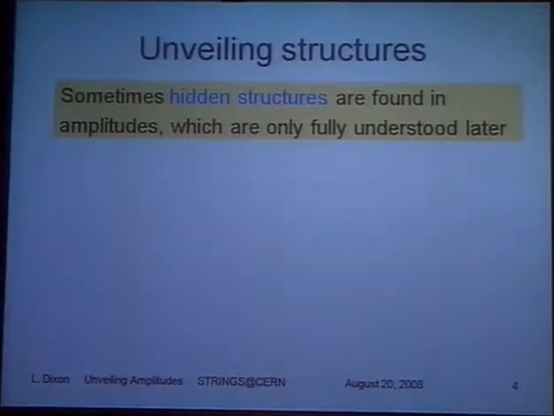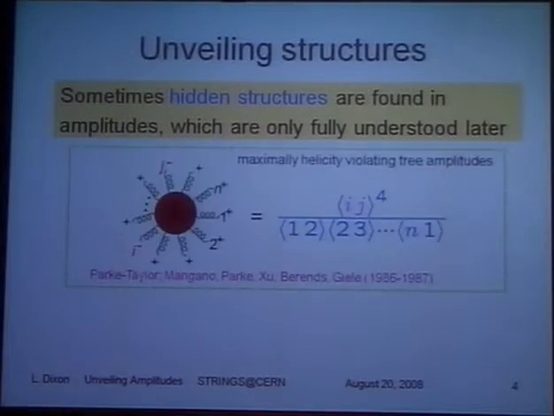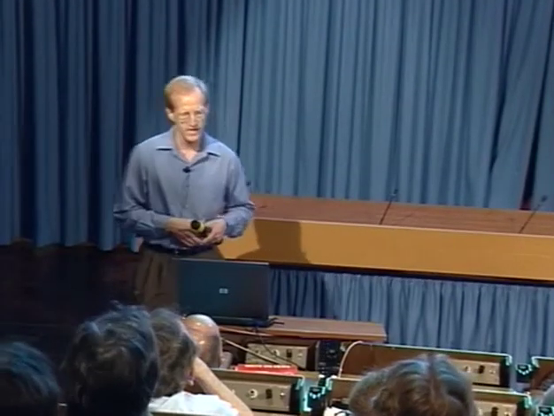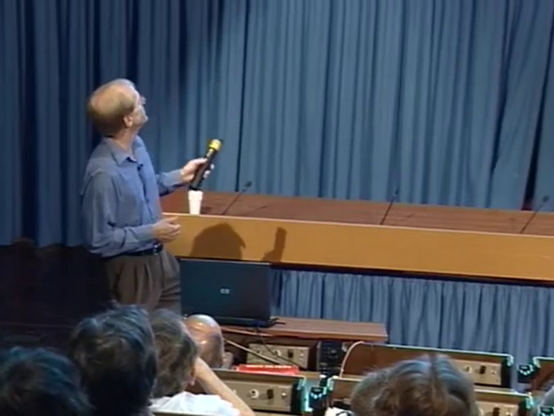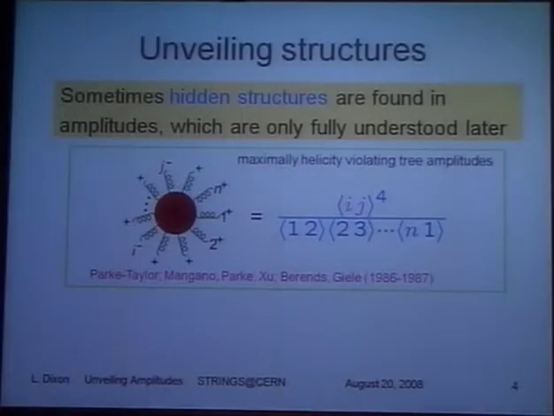And so, as I was saying, sometimes you can find hidden structures in amplitudes which you only start to understand fully later on. And the canonical example of that in the field I've been involved with are these maximally helicity-violating tree amplitudes, which were written down in the mid-1980s, and they were observed to be extremely simple for an arbitrary number of outgoing gluons, as long as you chose the first non-vanishing helicity configuration, where two of the gluons were negative and the remaining ones were positive.